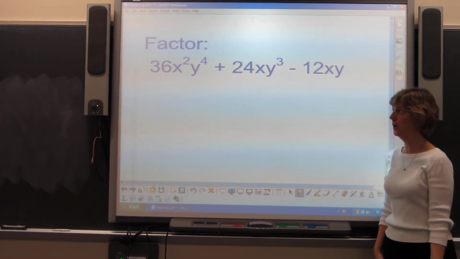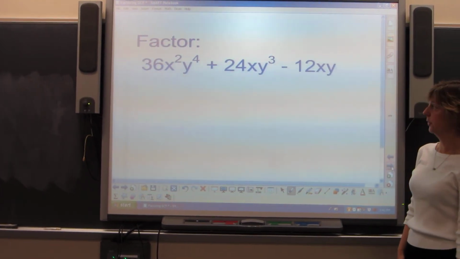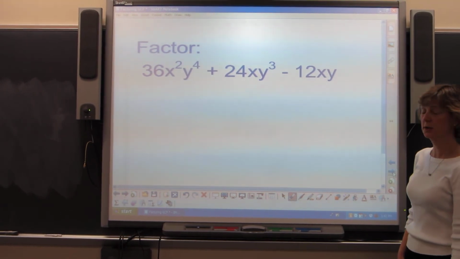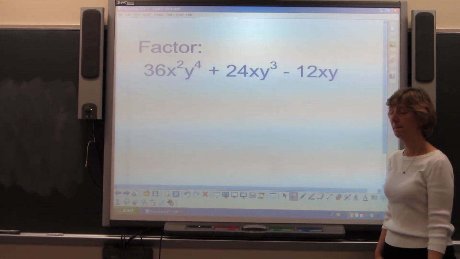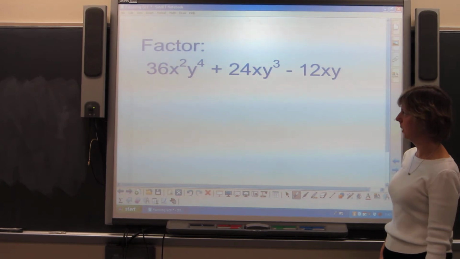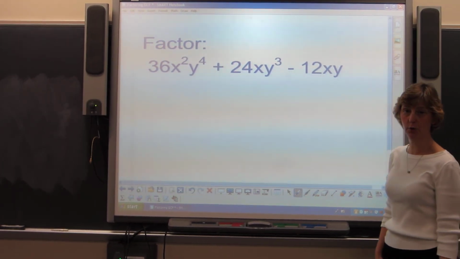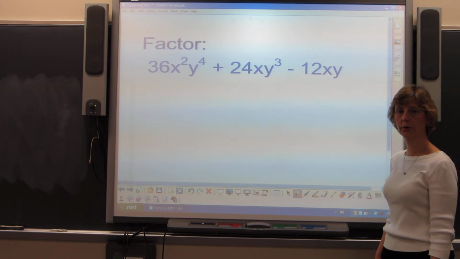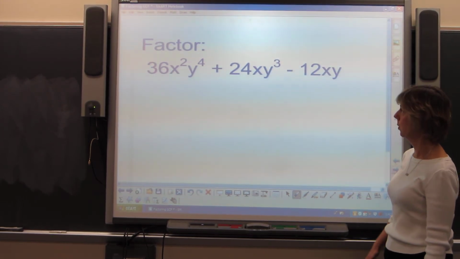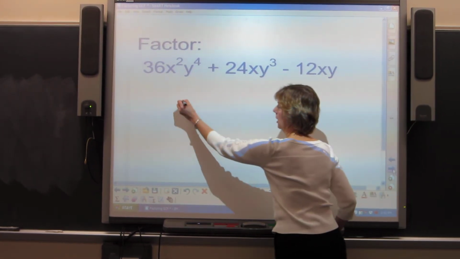It works the same for trinomials. The first thing we're going to do is look at 36, 24, and 12 to see what they have in common. Now your first thought might be that they each would have a 6, and that's true. But remember, we're always looking for the greatest common factor. So what we're going to do is factor out a 12.